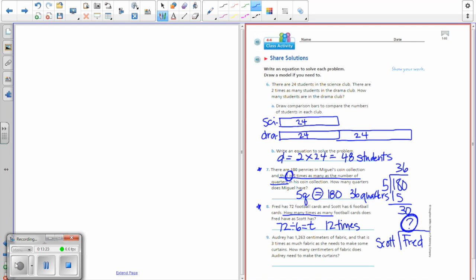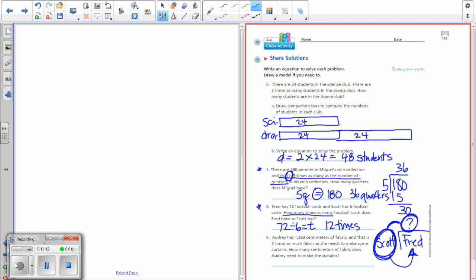Because we know in a division problem that the divisor and the quotient are multiplied to get our dividend. I hope I said that right. It's very late on Friday afternoon, so hopefully I said that right.